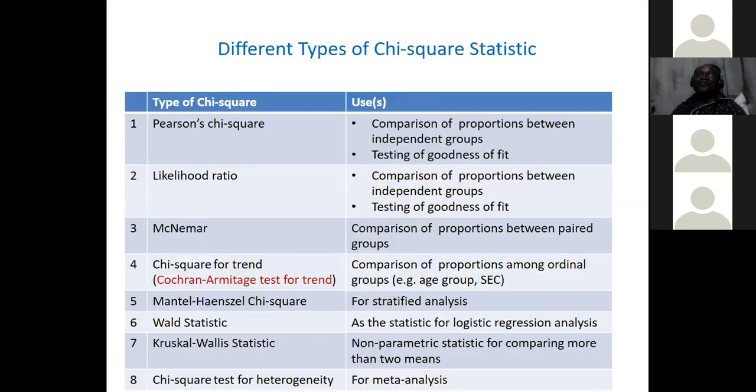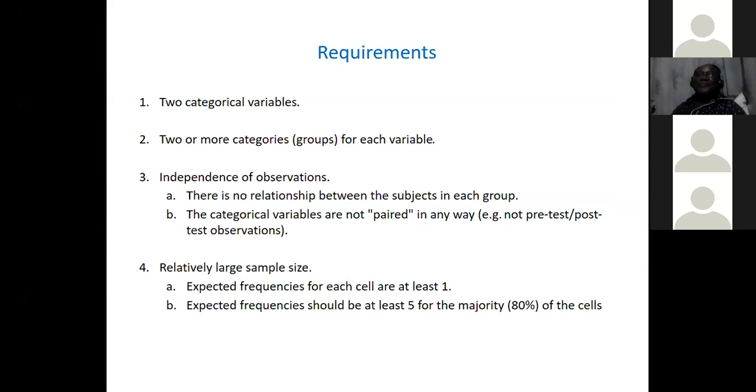Let me explain it further. Look at this: for a relatively large sample size, the expected frequency for each cell should be at least 1. That is, there should not be any cell that has an expected frequency less than 1. The expected frequency is not the frequency you are seeing there; it's not the observed, not the one you tabulate. It's the expected, and you know how to calculate it: row total times column total divided by grand total. That is the value you expect. It must not be less than 1 in any cell.